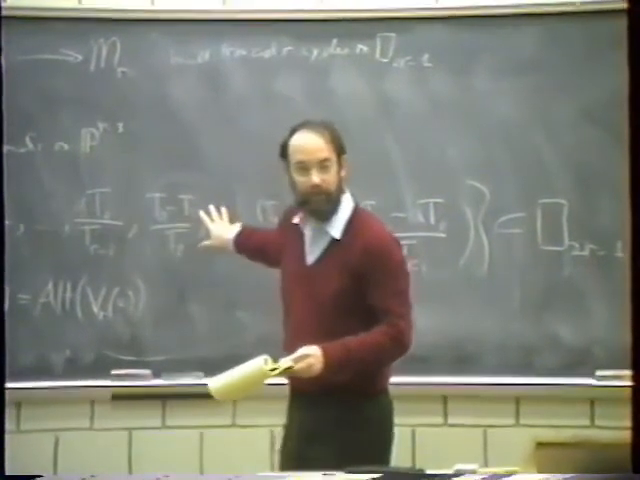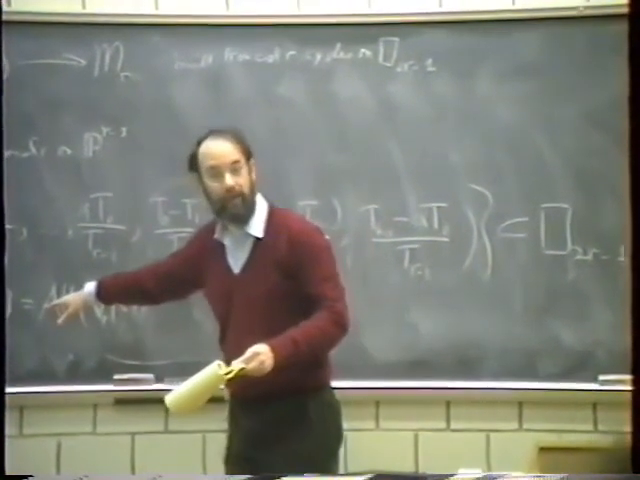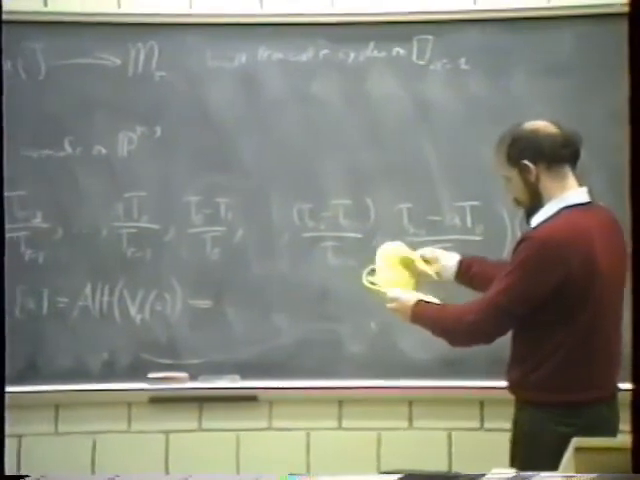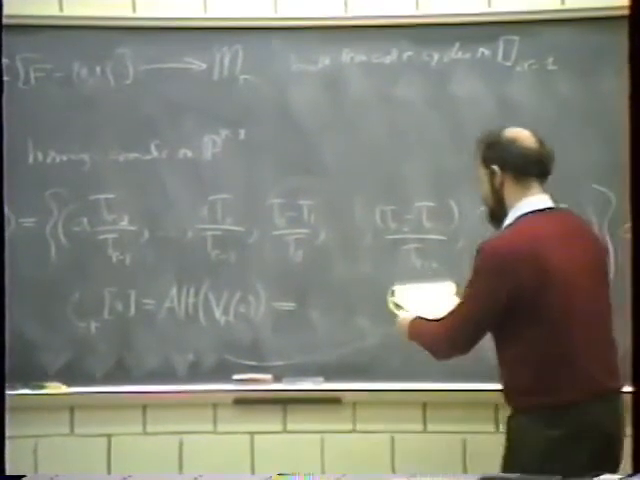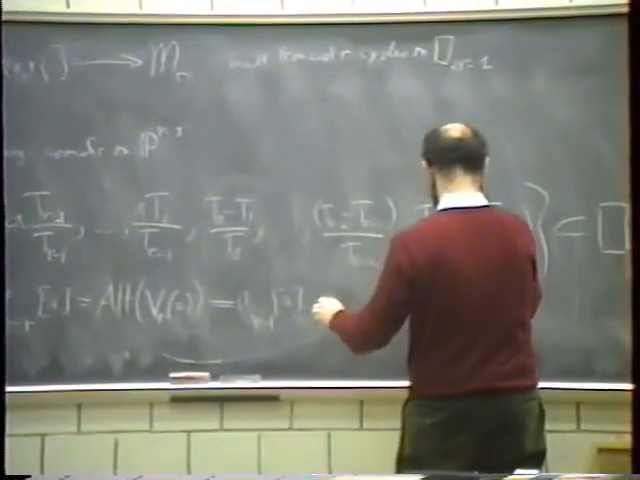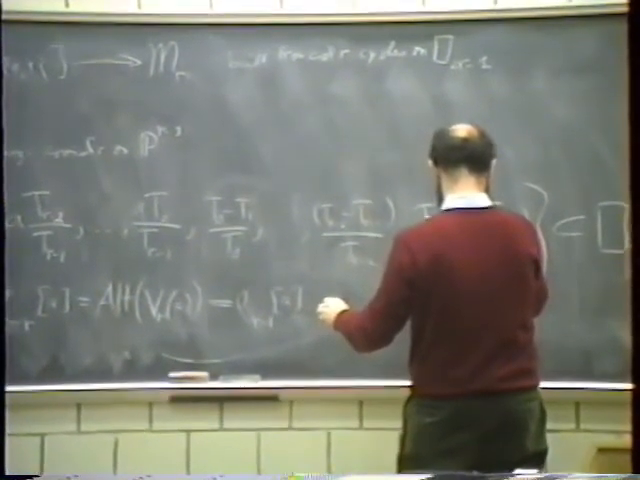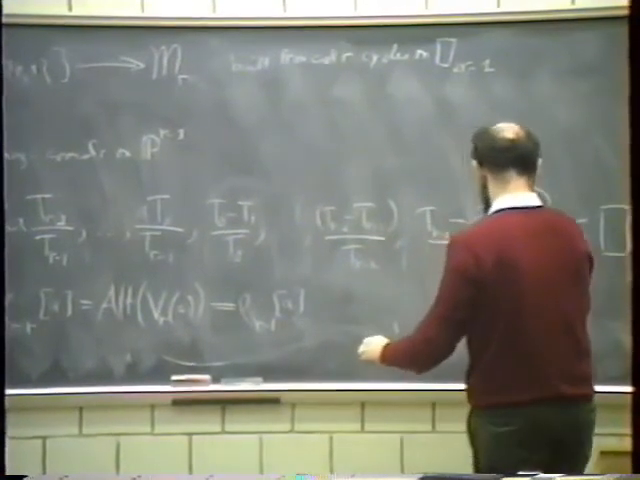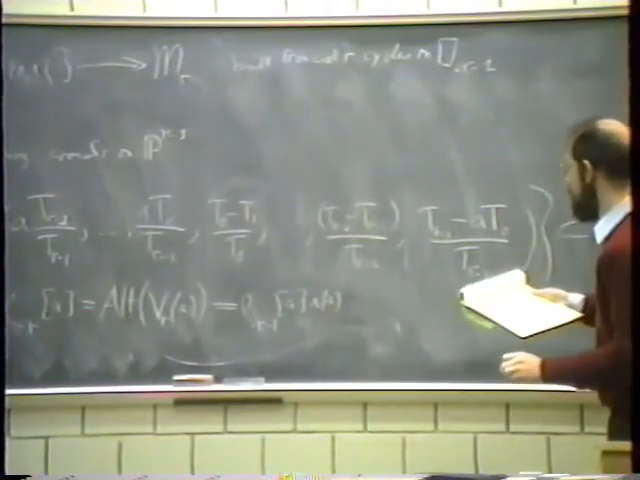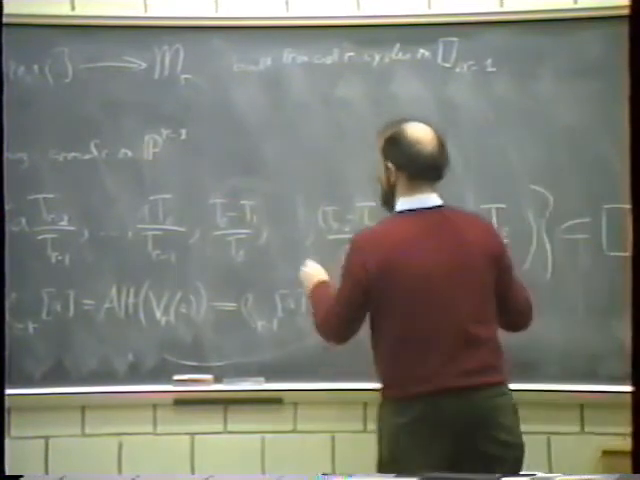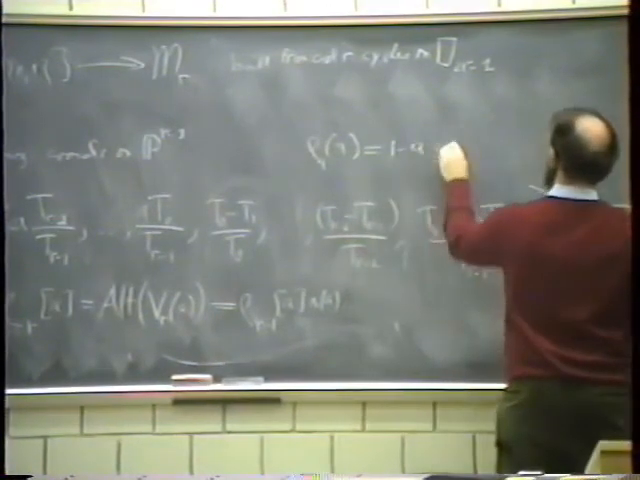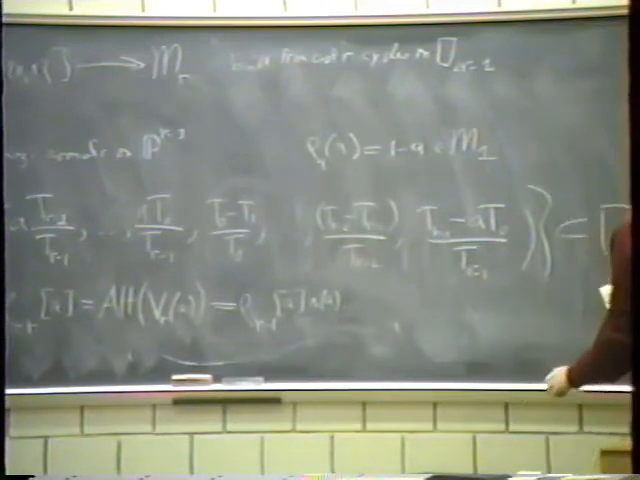Now, I'm not going to do it in front of you, and also there's this alternating game that goes on. But when you do it, what you find, up to a sign that I very possibly screwed up, is that this is rho r minus 1 of A, so to speak, wedge A, where I have to explain what I mean by that. First of all, I should normalize things. Rho 1 of A is 1 minus A in M1, by definition.